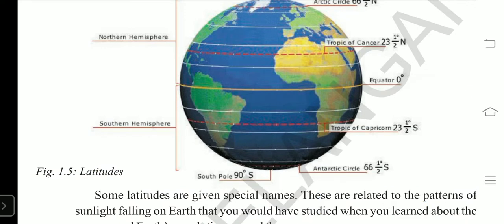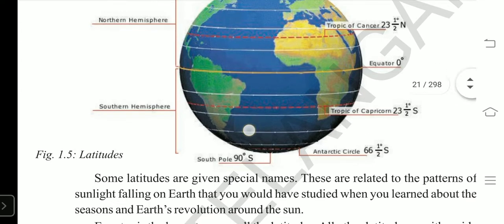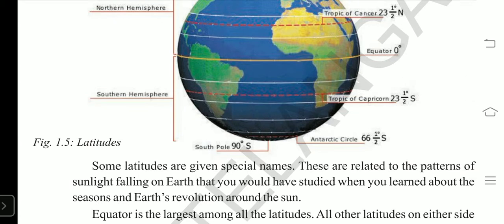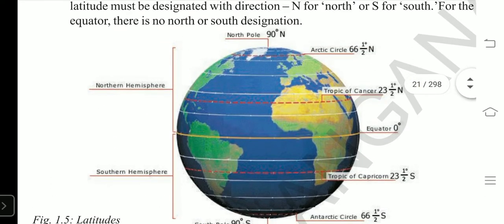This also we have seen yesterday. There are totally 180 latitudes, excluding the equator. The word latitude has come from latitudo, a Latin word which means width. There are 180 latitudes excluding the equator, and some important latitudes are here.